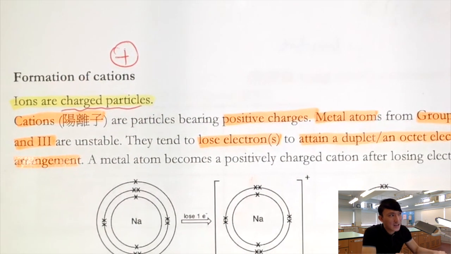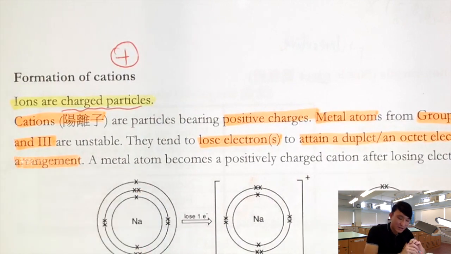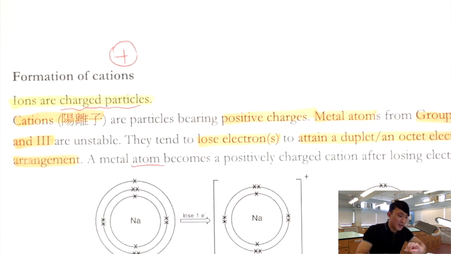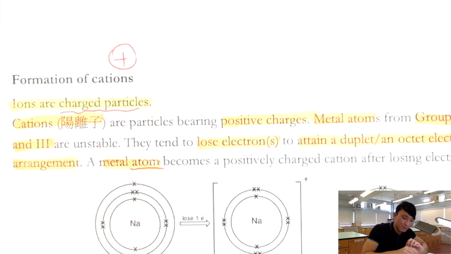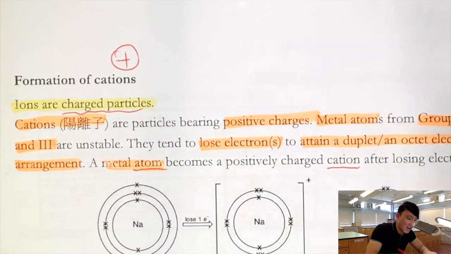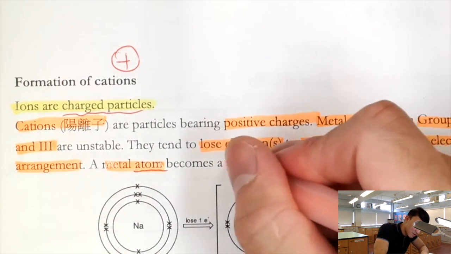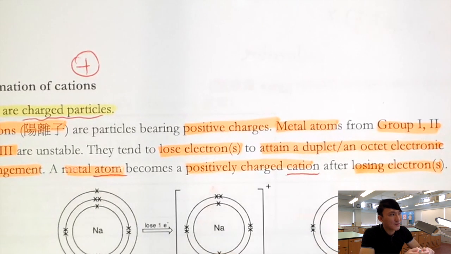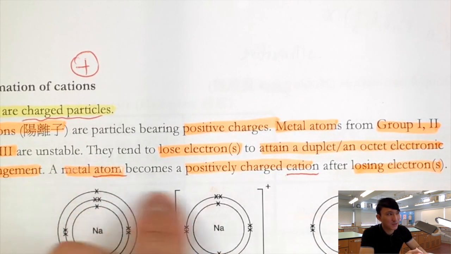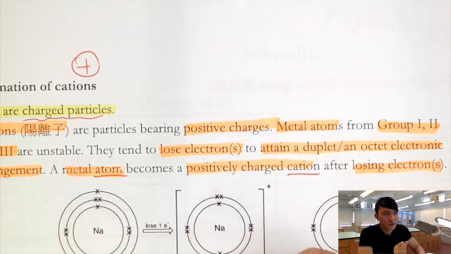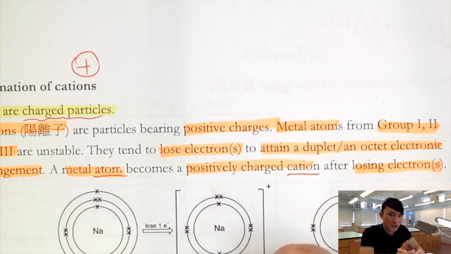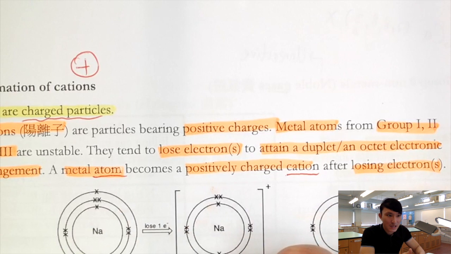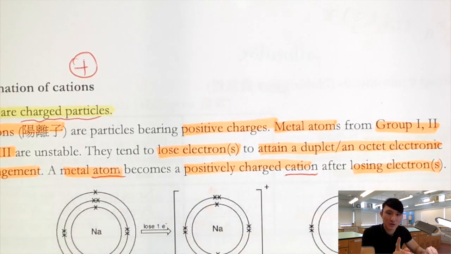Okay? And a metal atom, now bear in mind those terms. An atom becomes a positively charged cation after losing electrons. Okay, very, very important. A metal atom becomes a positively charged cation after losing electrons, and it depends on which group you are. If you are group 1, you lose 1 electron. If you're group 2, you lose 2 electrons. If you're group 3, you lose 3 electrons.